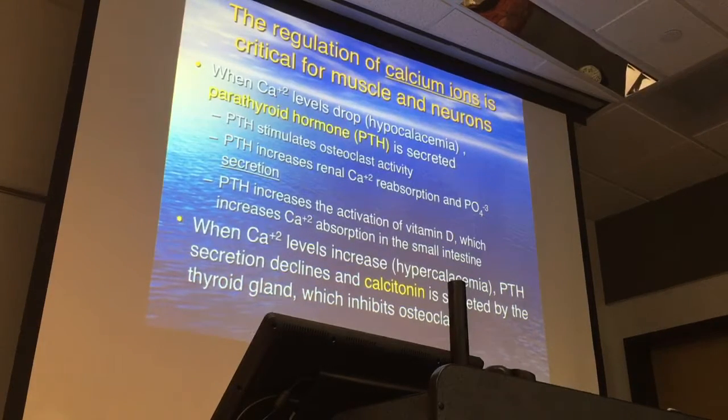When calcium levels drop, hypocalcemia, the parathyroid hormone will be secreted. When it's secreted, it does the following. Your calcium levels are too low. To bring them up, the first thing it does, osteoclasts become more active and start breaking down more bone matrix than before. And of course, when it solubilizes the bone matrix, it puts the calcium and the phosphate into the bloodstream.